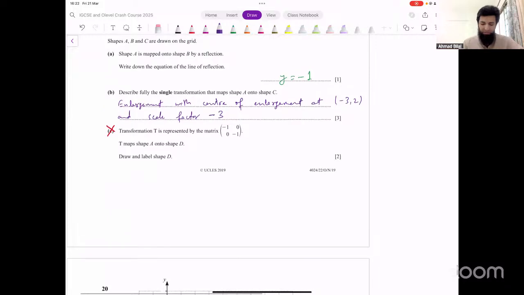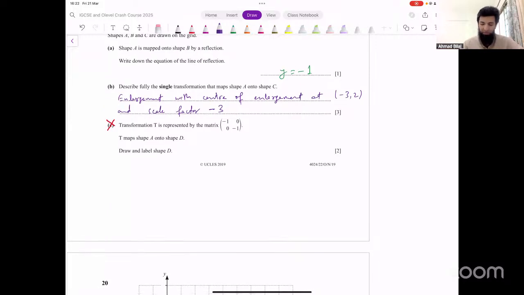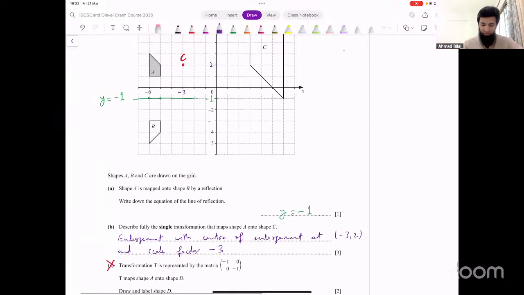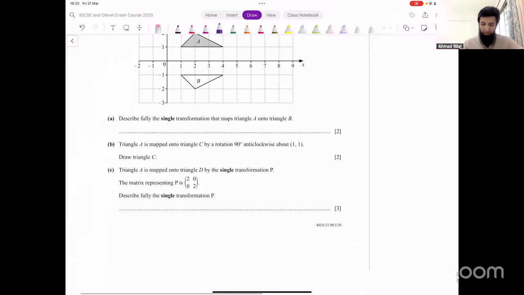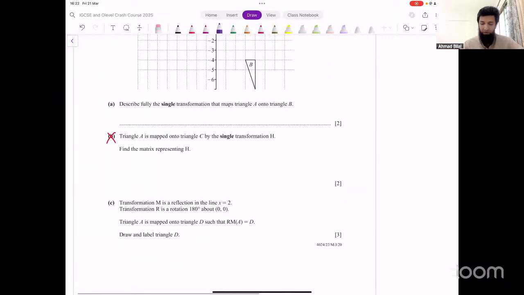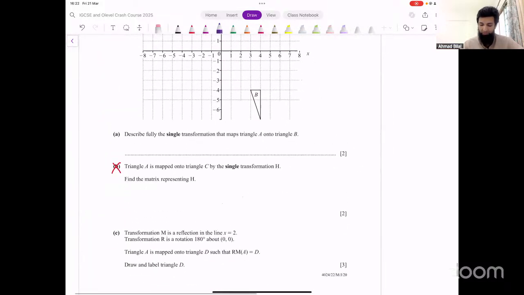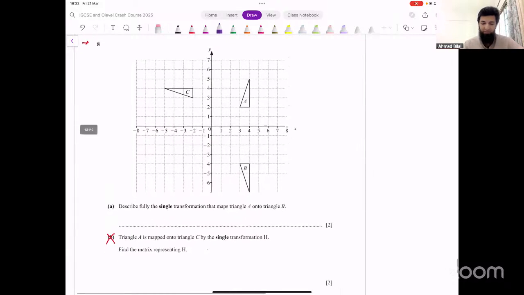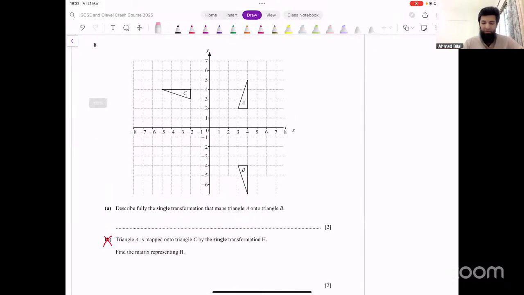The next part is matrix. That's not part of your syllabus anymore, so we will skip that. Let's have a look at just 1 or 2 more, and then we end. Let's look at a couple that involve combinations of transformations now. And that's it for today then. Let's have a look at this one.